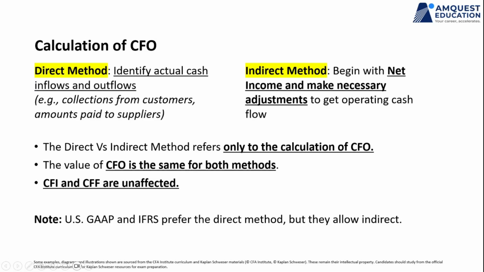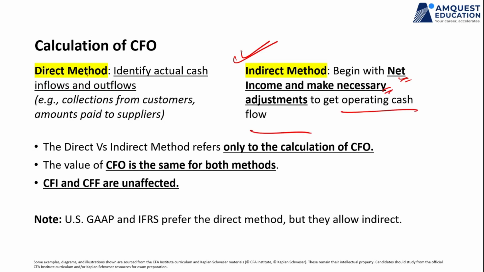Now, talking about cash flow from operations calculation, I think this is where you will have a lot of questions coming your way. Direct method and indirect method. How do you calculate cash flow using the direct method and the indirect method? Most companies use the indirect method. In real life, most companies practically use the indirect method to do calculations for the cash flow statement. You begin with net income, which is net profit, and make necessary adjustments to get operating cash flow.